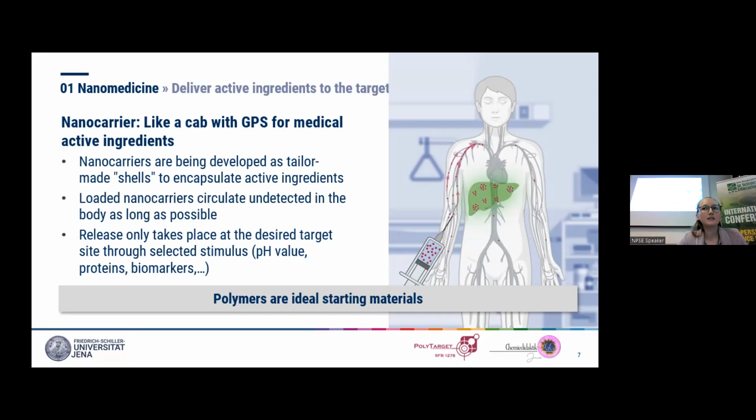If we think of tumor cells, as an example, tumor cells have a very acidic pH value, more acidic than the rest of the cells. And so by this pH change, the nanocarriers can release the active ingredient only there. And so we get a high concentration there and not in the rest of the body. All the requirements I mentioned are fulfilled by polymers. And so we can say polymers are ideal starting materials for nanocarriers.